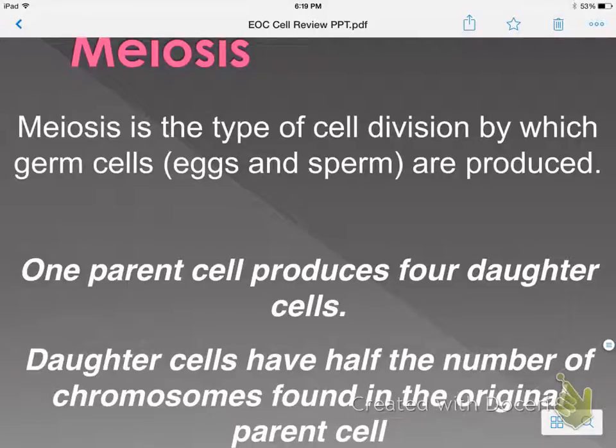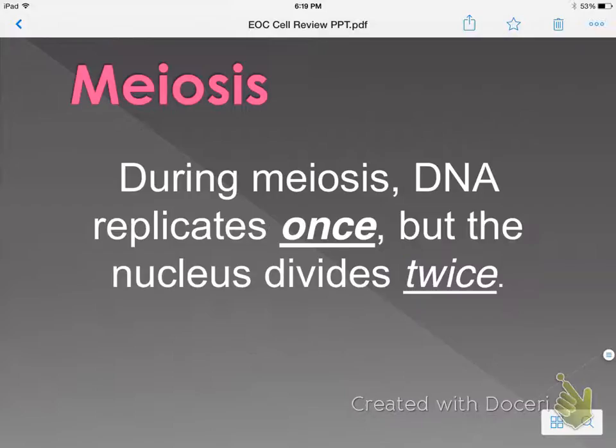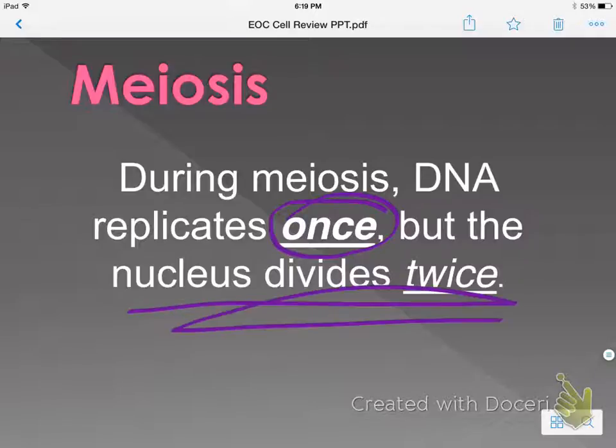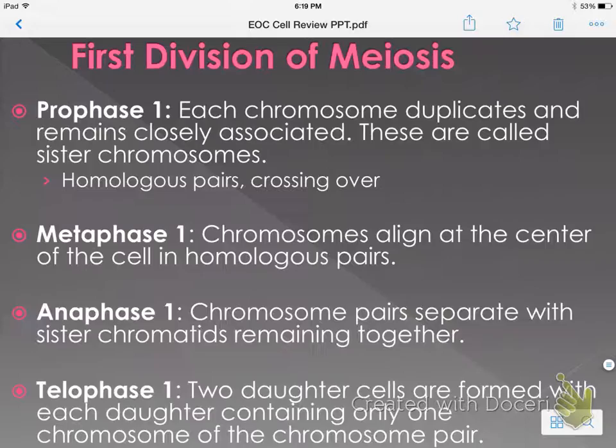So meiosis is different from mitosis. It's still cell division, but they're not identical. So the daughter cells have half the number of chromosomes, and eventually at the end you get 4 instead of 2. So really important as well, during meiosis, the DNA still only replicates once, even though the nucleus is dividing twice. Make sure you know that.